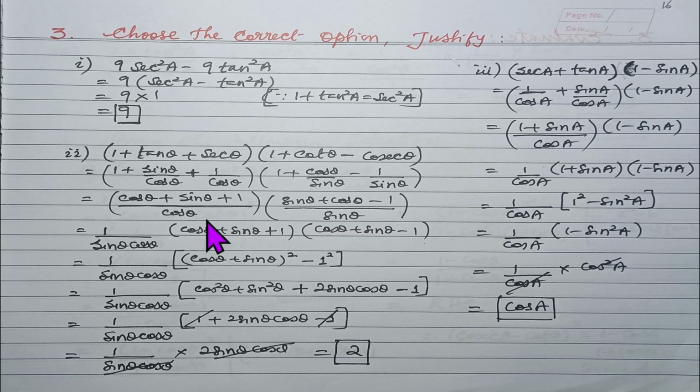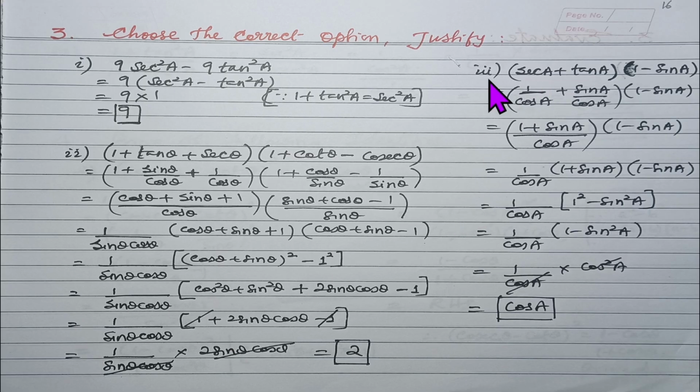So take this as A and this as B, and this is A and this is B. It is A plus B into A minus B, which is A square minus B square. So it will be cos theta plus sin theta whole square minus 1 square. A plus B whole square will be cos square theta plus sin square theta plus 2 sin theta cos theta minus 1, and we know that cos square theta plus sin square theta is 1, so 1 plus 2 sin theta cos theta minus 1, and 1 will cancel, and we get 1 by sin theta cos theta into 2 sin theta cos theta. Sin theta cos theta cancels here, so 2 into 1 is 2. So that is how we simplify, and our answer is correct, and that is the justification.